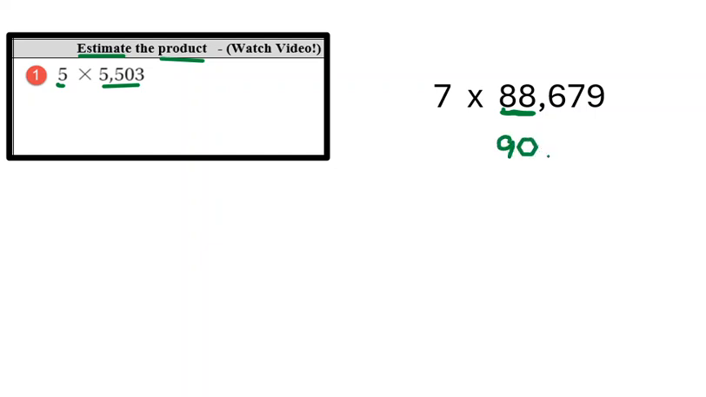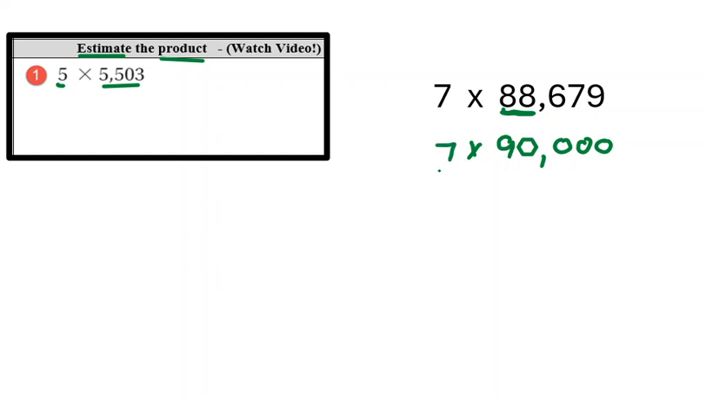Okay. Oh, I don't know why this keeps happening. Okay. I've got a hexagon for a 0. Okay, fine. 90,000. And I'm going to make all these zeros over here also. Okay. So that I changed the 88,679 to 90,000. And I'm going to multiply that by 7.